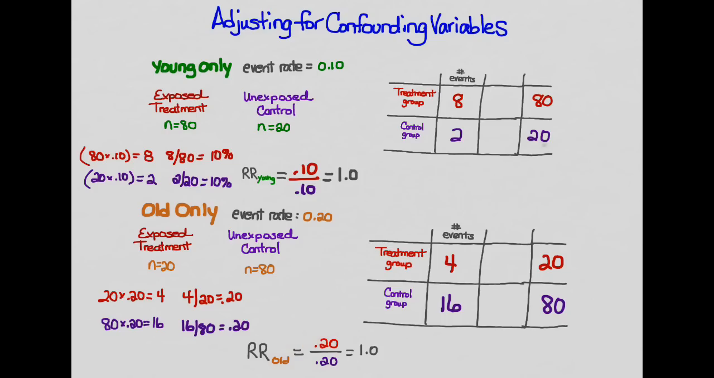So what this shows is that we calculated the relative risk separately for the different levels of the confounding variable and found that there is no effect of the treatment in the young, because the relative risk was 1, and no effect of the treatment in the old, where the relative risk is also 1. That tells us that the original unadjusted relative risk that we saw before, 0.67, was due to the confounding variable of age.